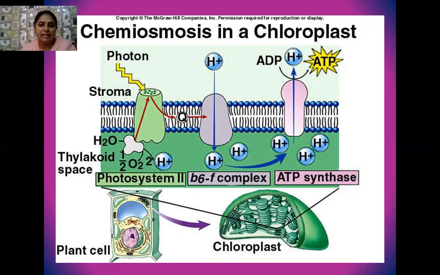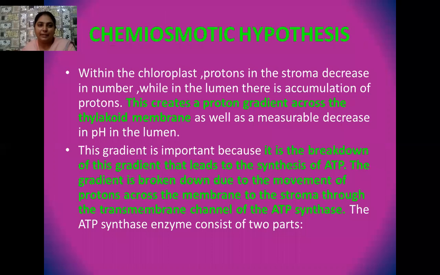So in this way, these ATPs and NADPH molecules are actually the products of the light reactions, and these later help in the fixation of carbon dioxide, and the simplest sugars are formed from this carbon dioxide.